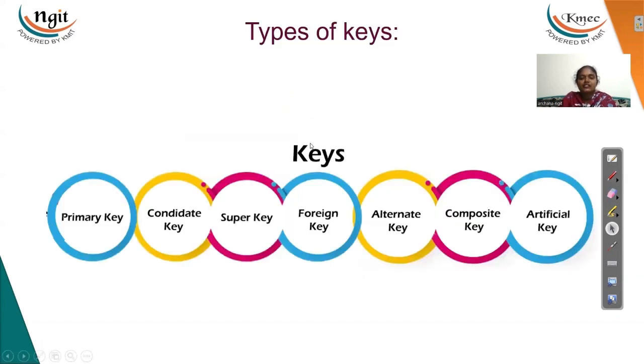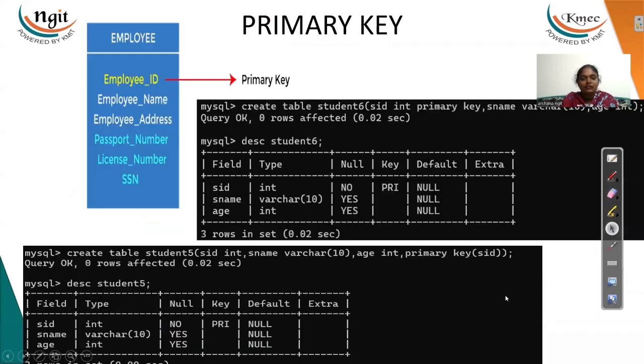We have various types of key constraints. The first one is primary key. Second is candidate key. Third is super key. Fourth is foreign key, fifth is alternate key, sixth is composite key, and finally we have the seventh one, that is artificial key. So let us look at these types of constraints. The first one is primary key constraint. How can we say that an attribute can be taken as a primary key?